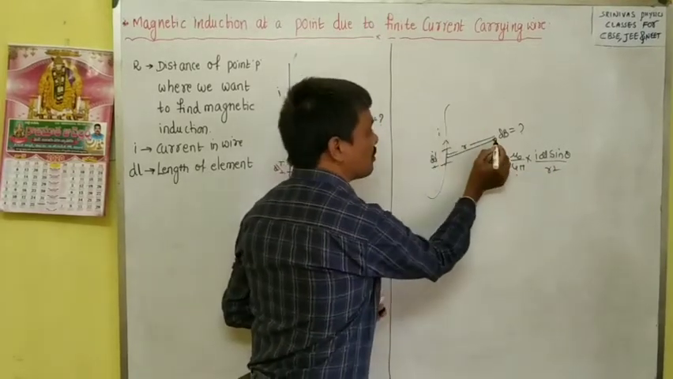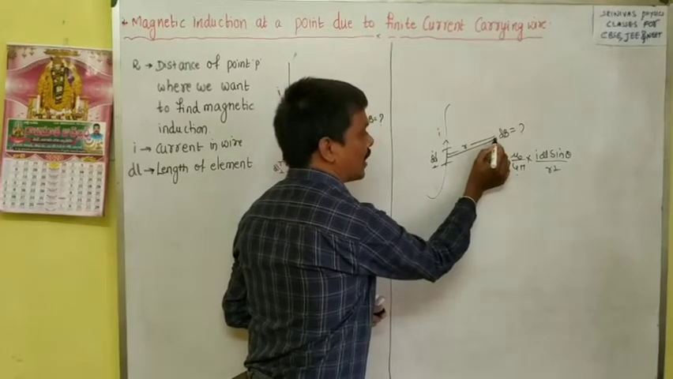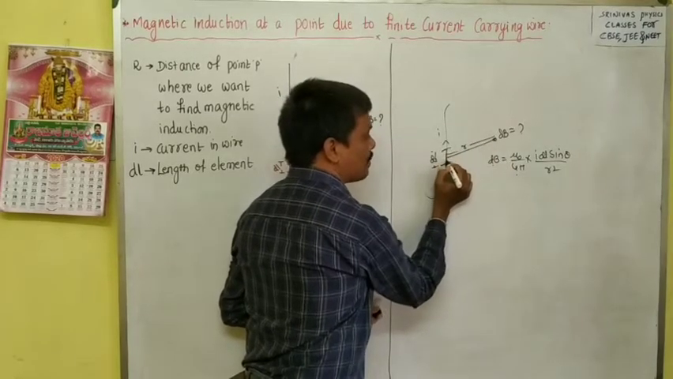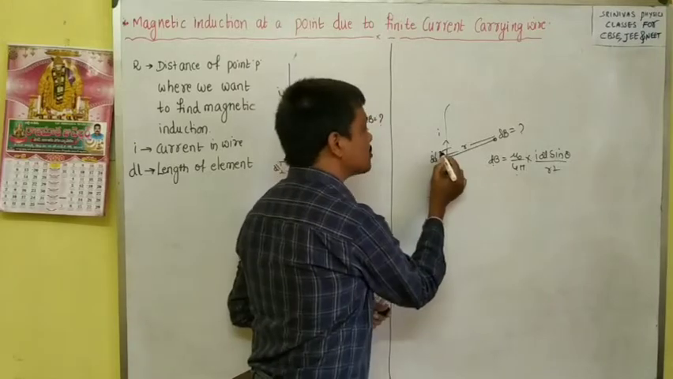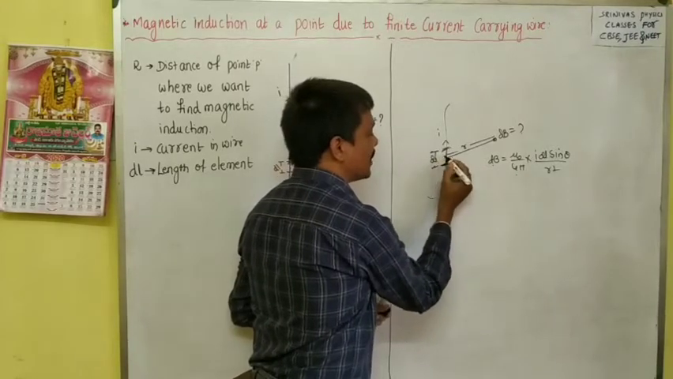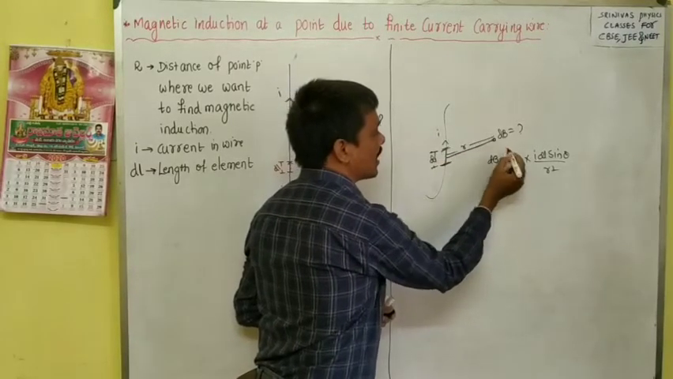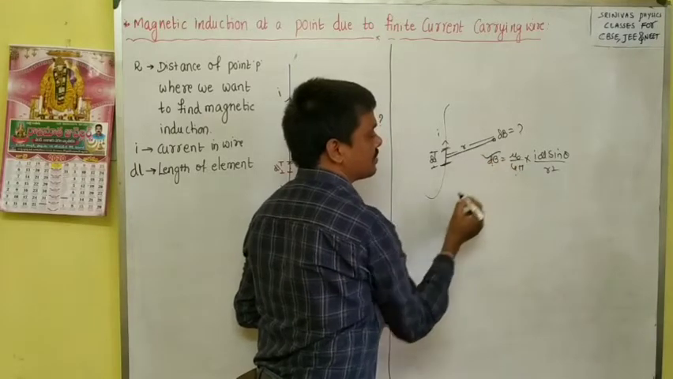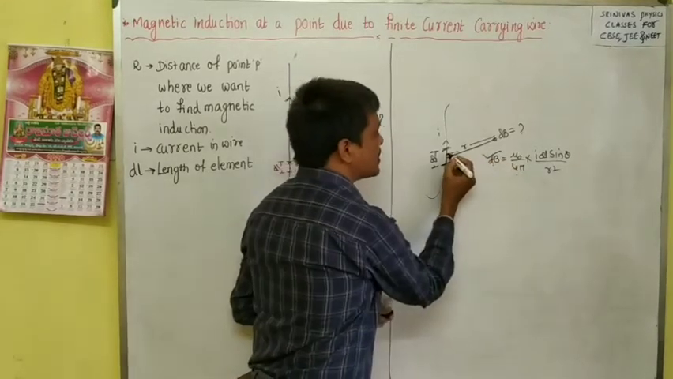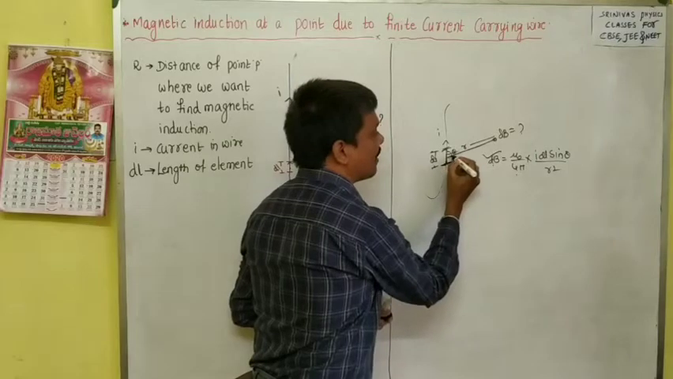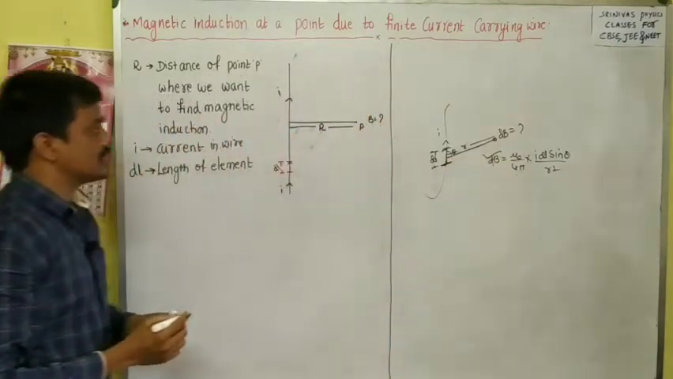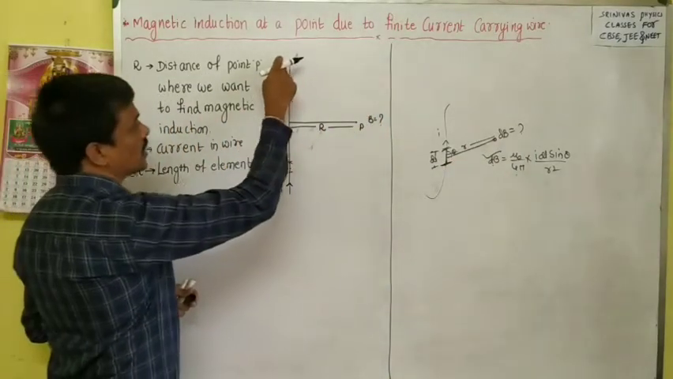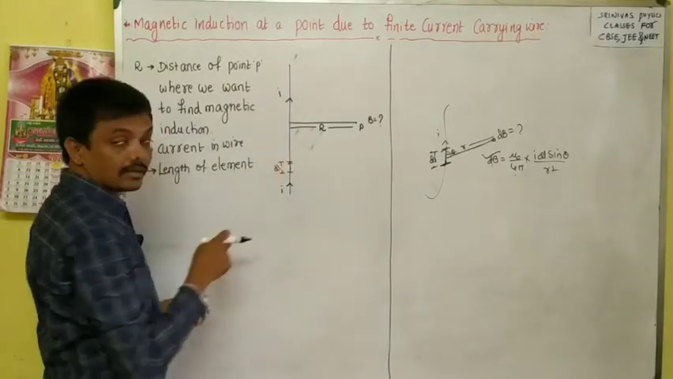In order to find out the magnetic induction due to a current carrying wire, we have to take a small element on the wire. That small element length is dl. From the element at a distance r, I want to find out the magnetic induction. This is the formula, in which theta is the angle between dl and r. Similarly, here also I want to find out the magnetic induction due to this wire.